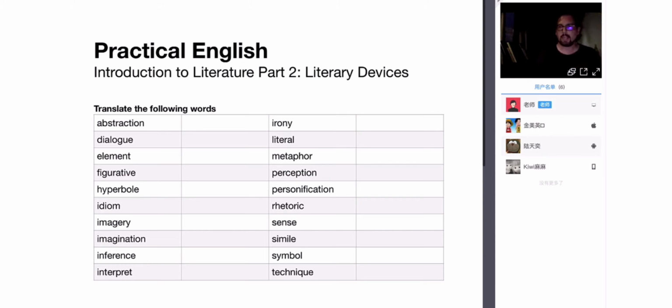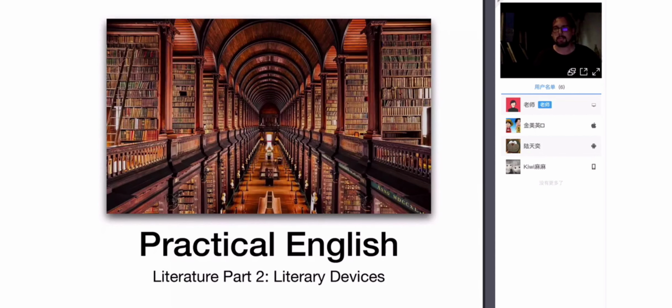Okay, sense. We have the five senses: sight, hearing, smell, and touch. Simile is like a metaphor. We'll definitely cover that. Symbol, we'll cover that. Okay, so please do follow along with this worksheet. Hopefully by the end of the lesson, you'll have a better sense of what these words mean and why they're important. Okay?